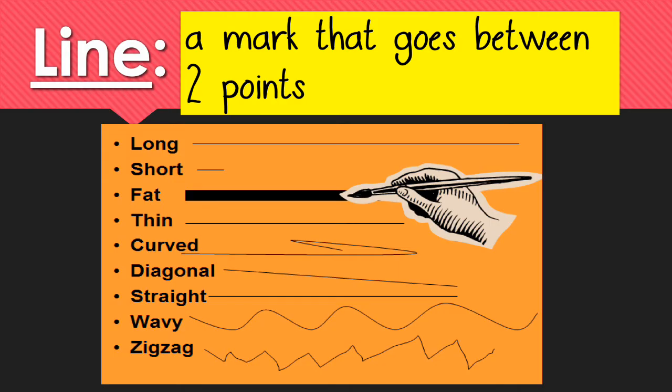Line is a mark that goes between 2 points, and how you describe that line is what you would say when you're looking at a piece of art. Do you see long lines or short lines? Are they fat? Are they flowing? Are they jagged? How you would describe it would describe the type of line you see in a piece of artwork.